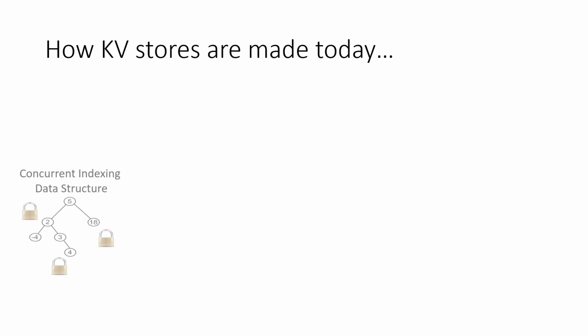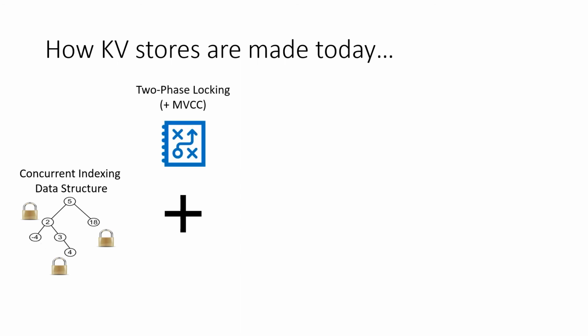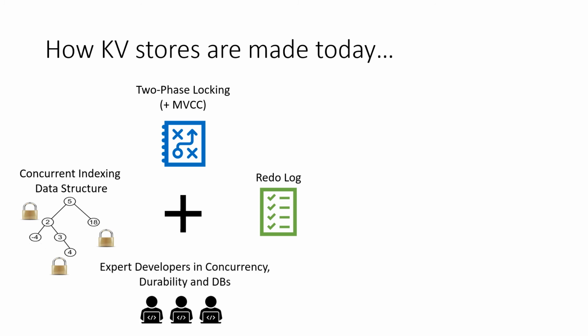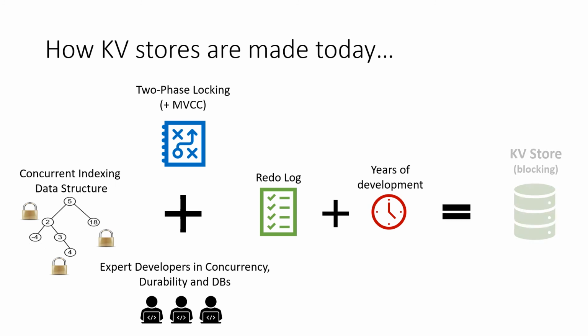Up until today, key-value stores have been made by taking a concurrent index data structure, adding some kind of concurrency control like two-phase locking, usually with multi-version concurrency control, adding redo log or some other technique for the durability, and then it would take several experts in concurrency, durability, and databases to combine all of this, usually with several years of work, to get a blocking key-value store.